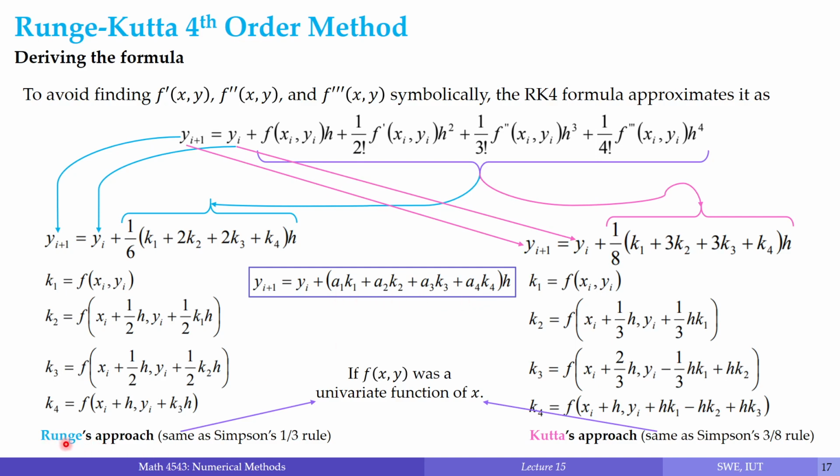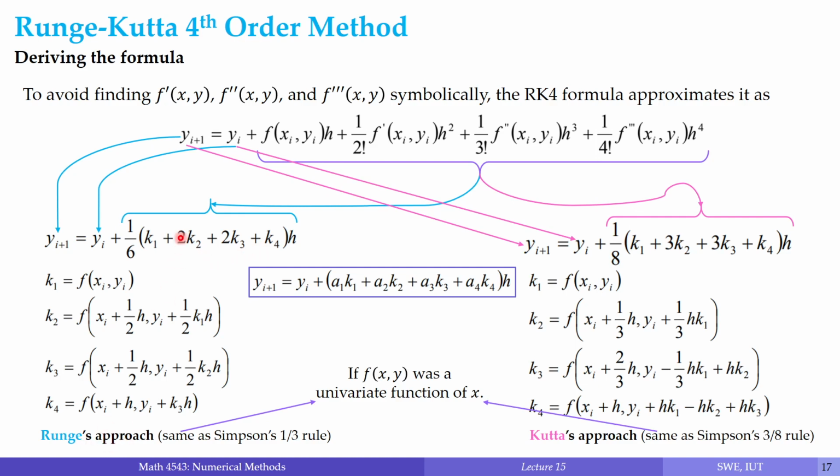So Runge said, let's take the weight of K1 as 1 by 6, the weight of K2 as 1 by 3, the weight of K3 as 1 by 3, because 2 by 6 is of course 1 by 3, and the weight of K4 is 1 by 6 as well. If we take the values of A1, A2, A3 and A4 as 1 by 6, 1 by 3, 1 by 3 and 1 by 6 respectively, we are basically implementing Runge's approach.